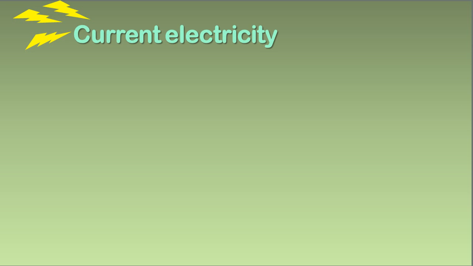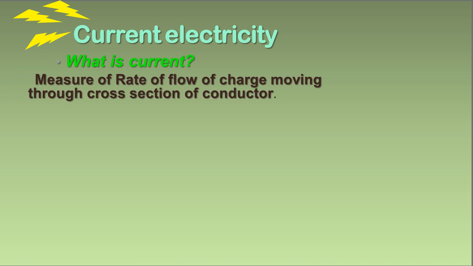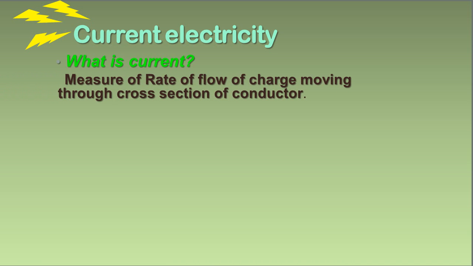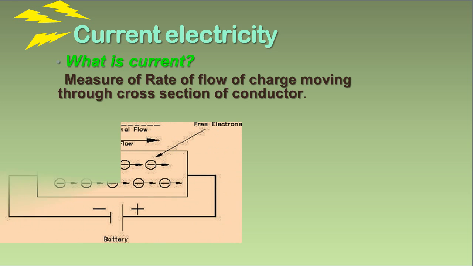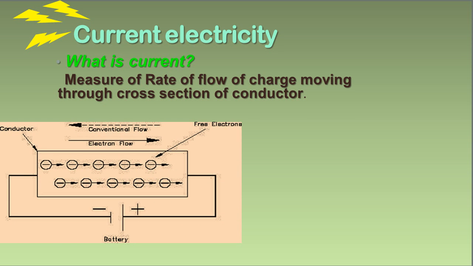So the question which comes to our mind is, what is this current? As we studied about charges earlier, when these charges are in motion, it gives rise to current electricity. Current: the rate of flow of charge moving through the cross section of a conductor is known as current. Now, if we look at a conductor, like a copper wire, inside this copper wire there are a number of free electrons which are moving here and there.